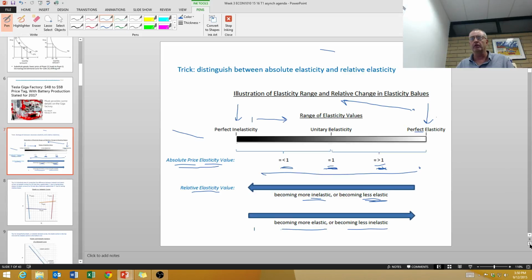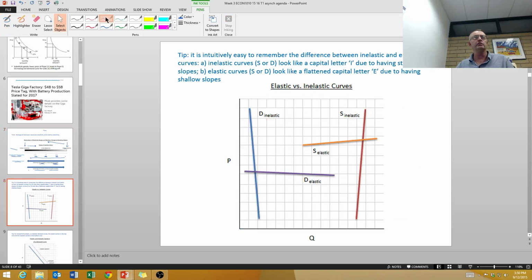Okay, then another thing I was just going to point out, and you've probably picked this up on your own already, but when we're talking about these curves, to me, it's easy to remember which curve is elastic and which curve is inelastic, because the inelastic curves, whether it's a demand curve or supply curve, tend to have very steep slopes. And to me, these steep slopes look like the letter I. And I stands for inelastic.